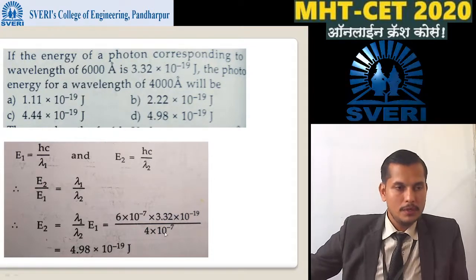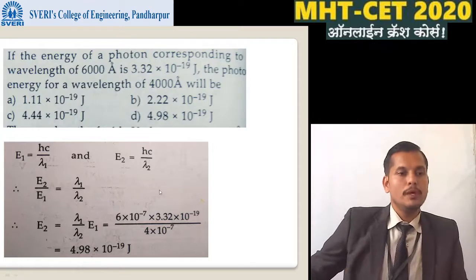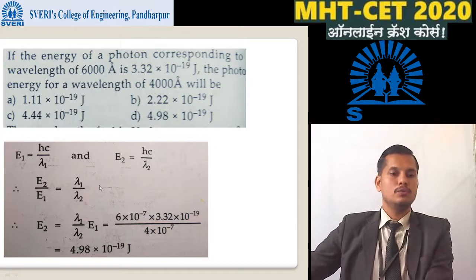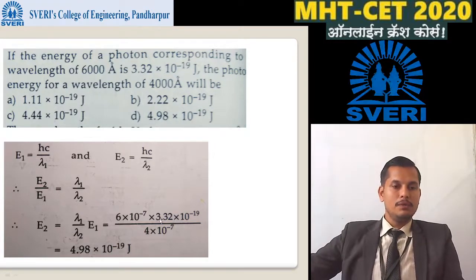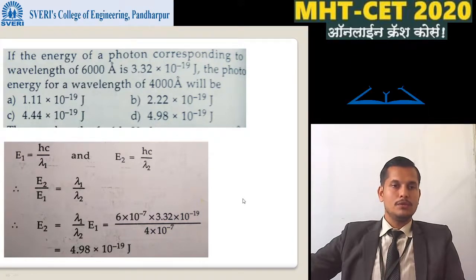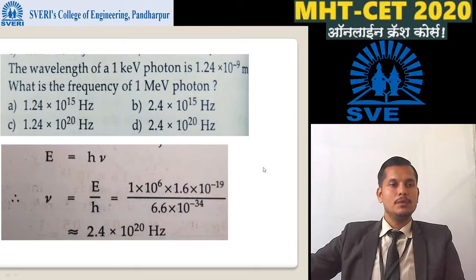So if we compare the equation, we get E2 by E1 is equal to lambda 1 by lambda 2. We have the values of lambda 1, lambda 2 and E1. After putting them in, we can get the answer, that is 4.98 into 10 raised to minus 19 joule. So let us move to the next one.